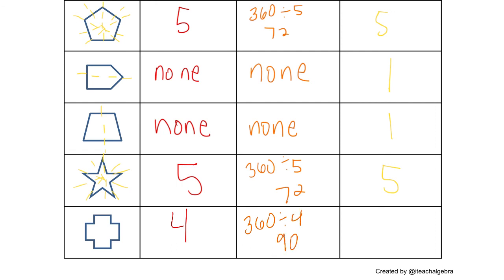Lines of symmetry, there's a lot here. So we've got 1, 2, we can do 3, 4. We can do 5, 6, 7, 8. 8 lines of symmetry.